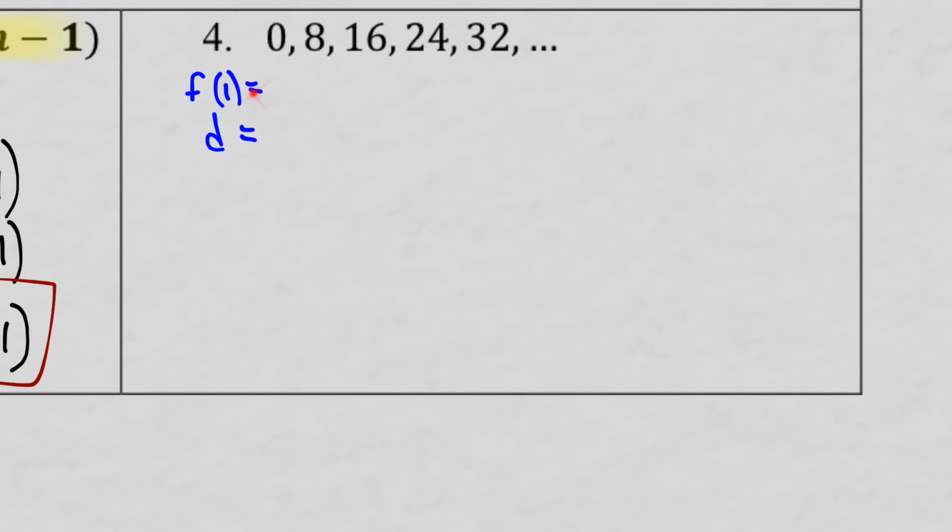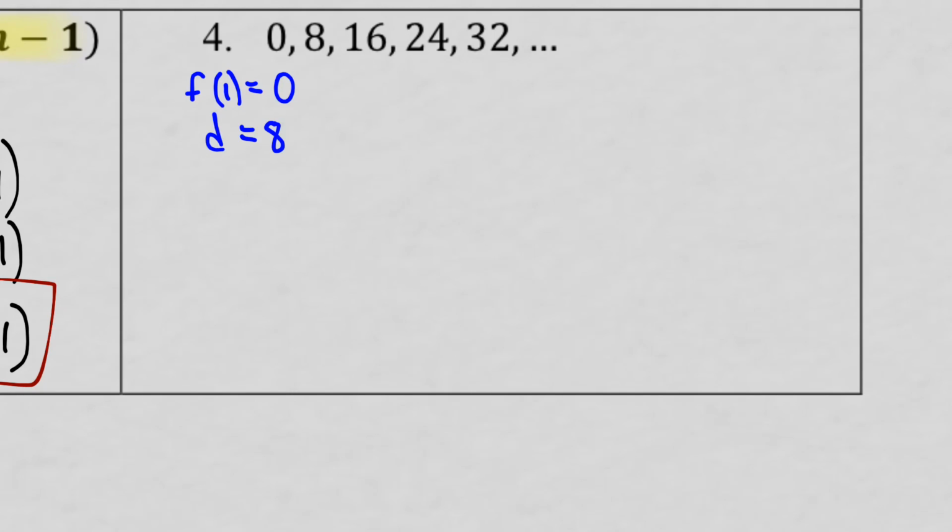F of 1 means the first term, so the first term is 0. Perfect. D means the common difference. What is it changing by? So if you look at these, it's going up, first of all, so it's positive. It's going up by 8, right? Plus 8, plus 8, plus 8, plus 8. So d is 8. Positive 8.